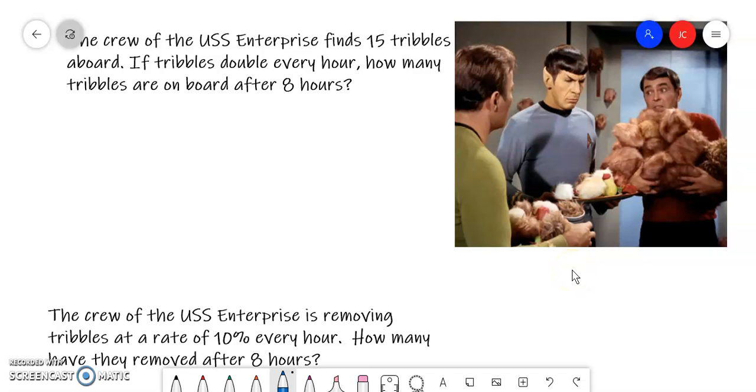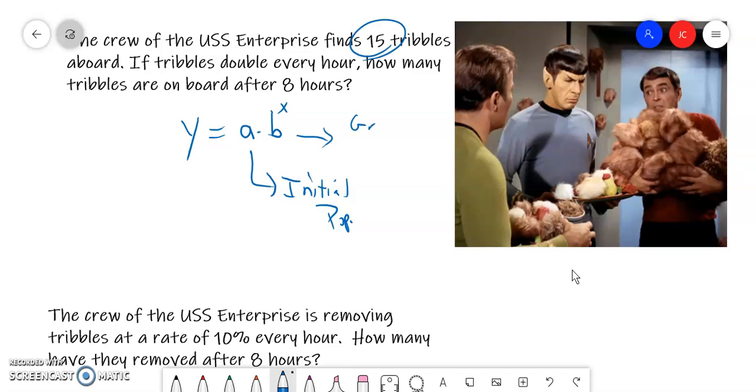So the typical growth equation we use is y equals a times b to the x power, where a is the initial population. So what is the initial population of our tribbles? Let's see, 15 on that one. B is the growth rate, the rate at which these things multiply. All we really have to do is fill some things in and then figure out how many are aboard the Enterprise after 8 hours.